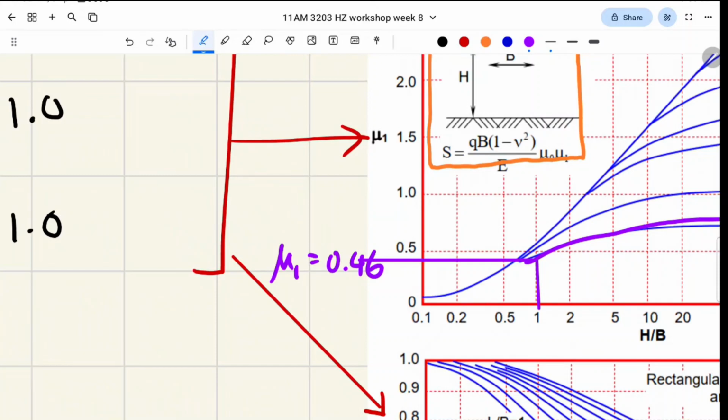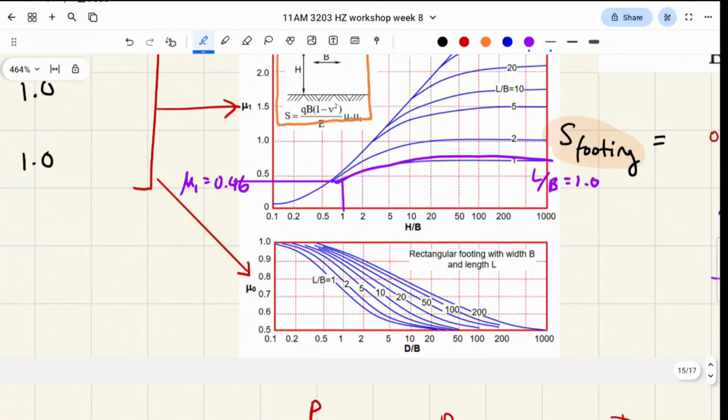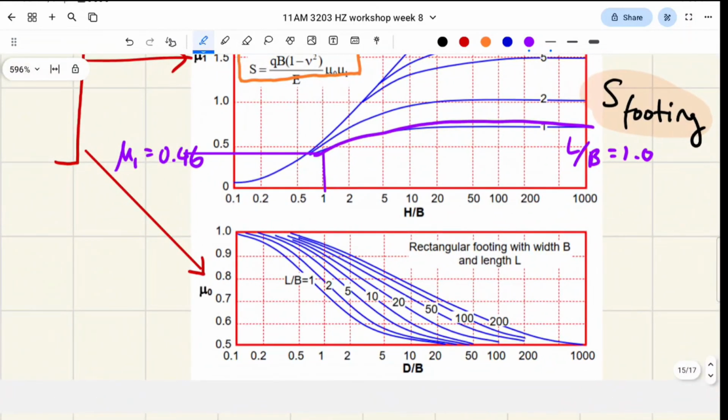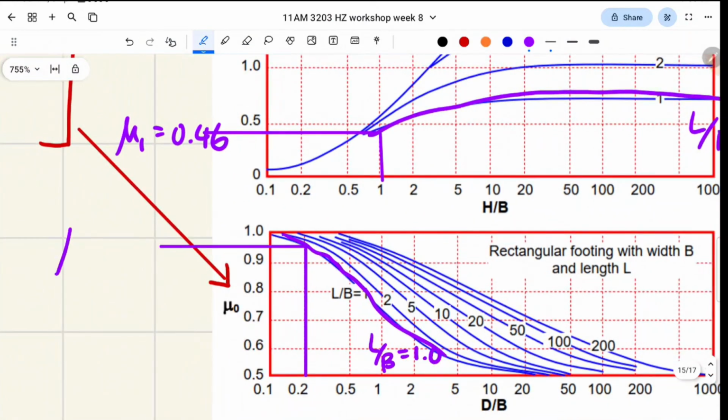So again, to calibrate this in your head. Next, mu0. Oh, sorry, I meant mu1 before, but now we're doing mu0. D on B is 0.2. And we go up to the line which says L on B is 1. Then we go left. In your head, what's that? 0.95. Okay, it's always different to what you're thinking in your head.